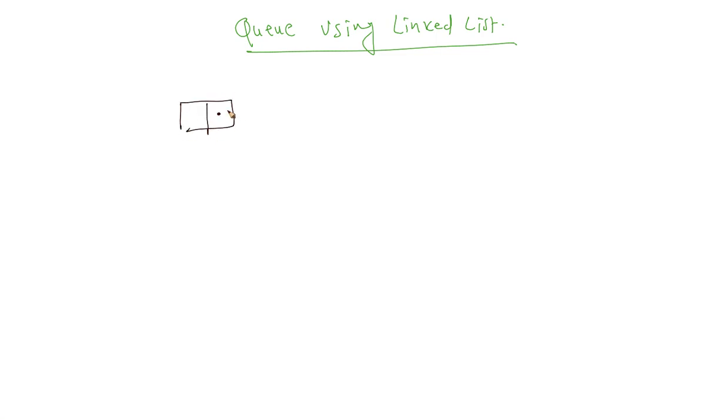So this is the first node. It is storing the address of the next node, right? And then this is the third node, right? And if there is no next node, this is a linked list, right? In a linked list we have nodes. This is the first node, second node, third node.